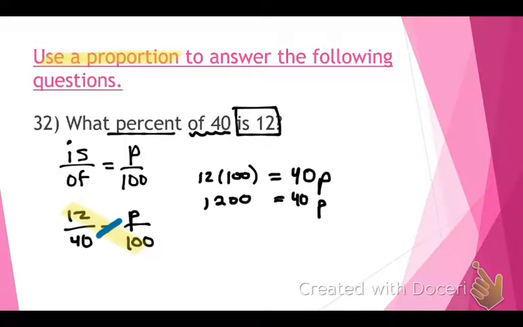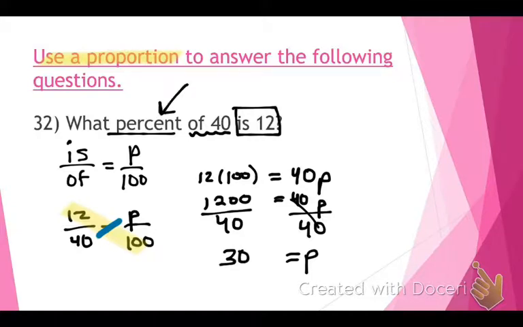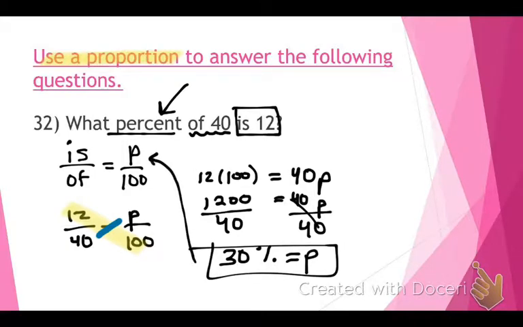How do I get P by itself? Divide by 40 on both sides. P equals what? 30. And once again, you know that your answer is supposed to be a percent because it says what percent, so the answer is 30%. All right, because I could plug that back in there, and that is 30 over 100.